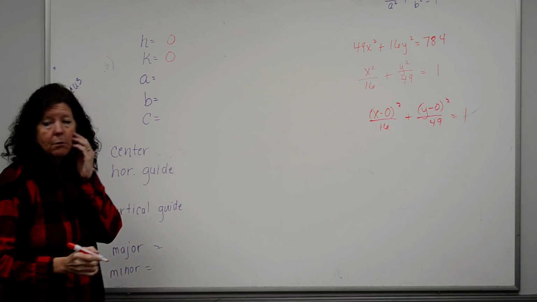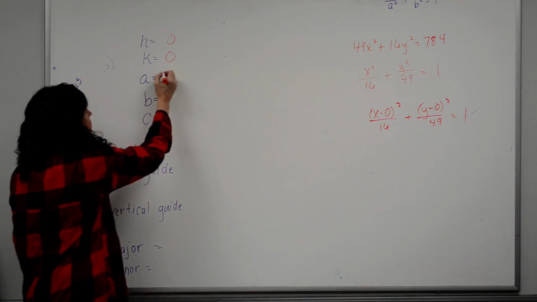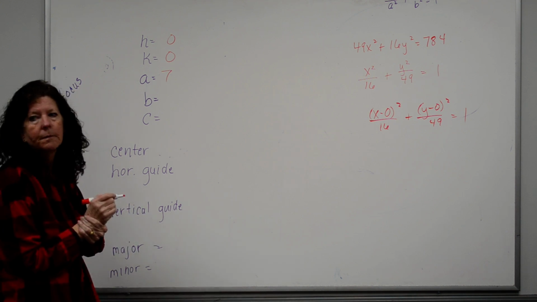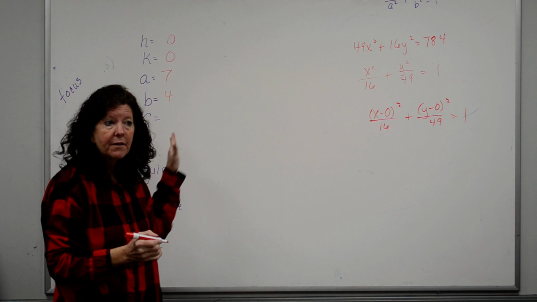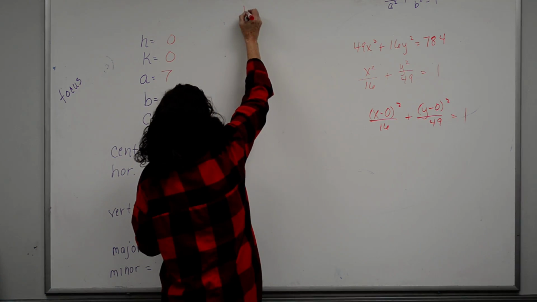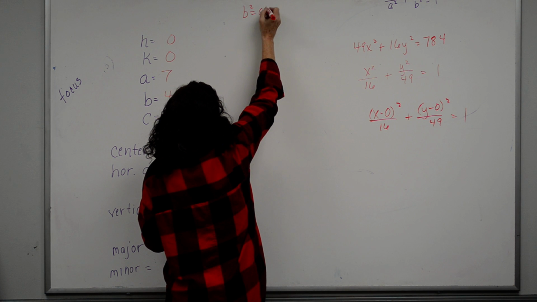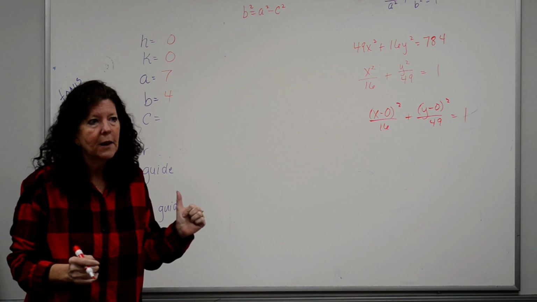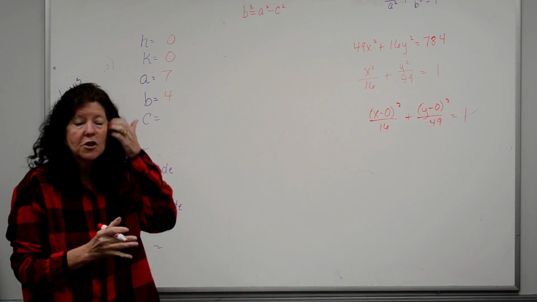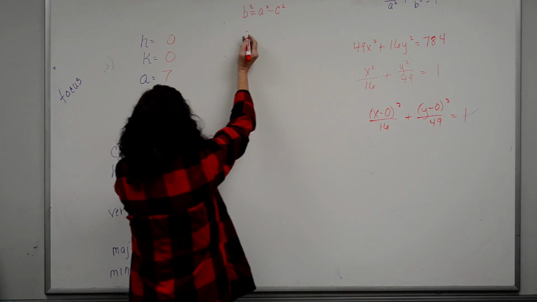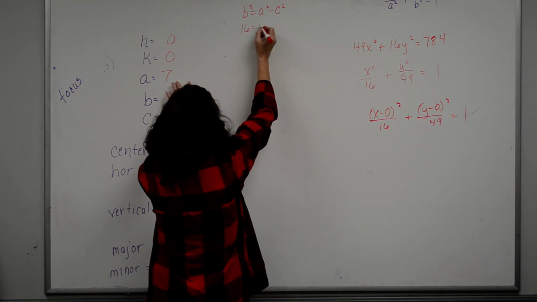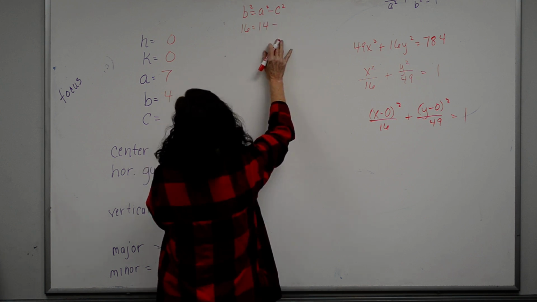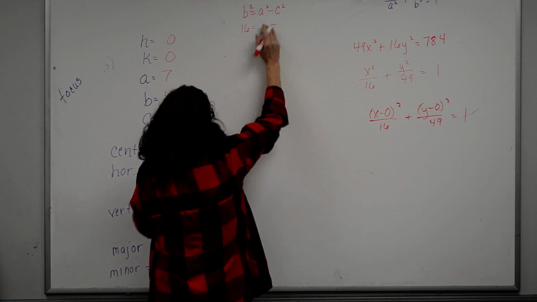What is my a value? 7, because the square root of 49 is 7. What is my b value? 4. All right, the only thing I have left then is to find my c value. Remember this equation. This equation is very important because when we go on to the hyperbola, the equation for finding the c is different. So this equation is unique to the ellipse. So my b squared is 16. My a squared is 49, not 14. Thank you.